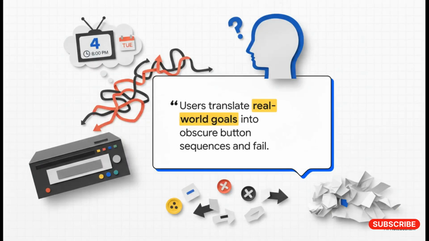Now, what's really interesting here is how this concept summarizes the ultimate pain point. Users must translate real-world goals into obscure sequences of button presses, and often fail. Think about a super simple goal. I want to record Channel 4 on Tuesday at 8 p.m. That makes perfect sense to a human. But the VCR forced you to translate that natural goal into a complex, alien sequence of button pushes. It was a translation nightmare, and the human almost always lost.